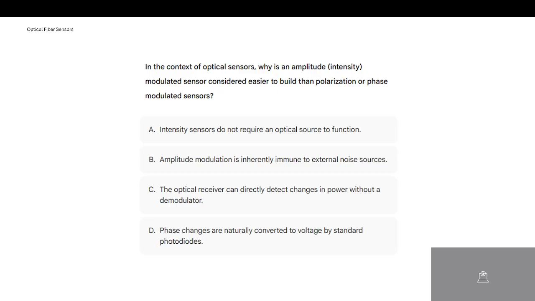So what could be the answer here? The correct answer, we need to find out. Intensity sensors do not require an optical source to function. That is not correct.